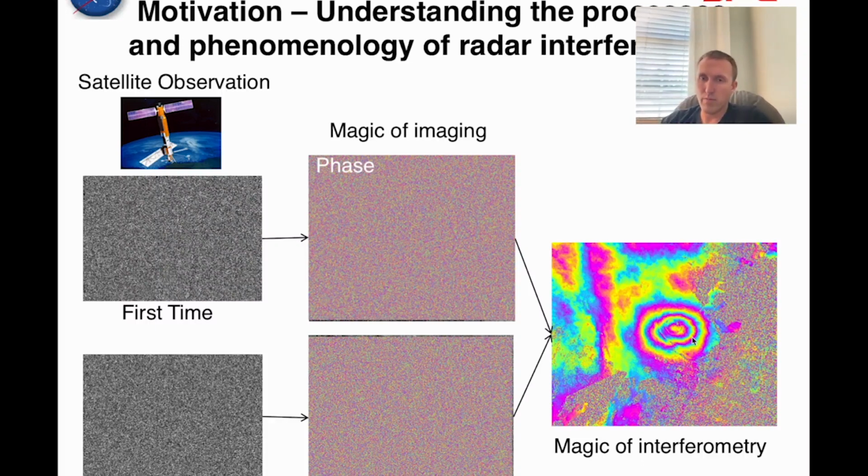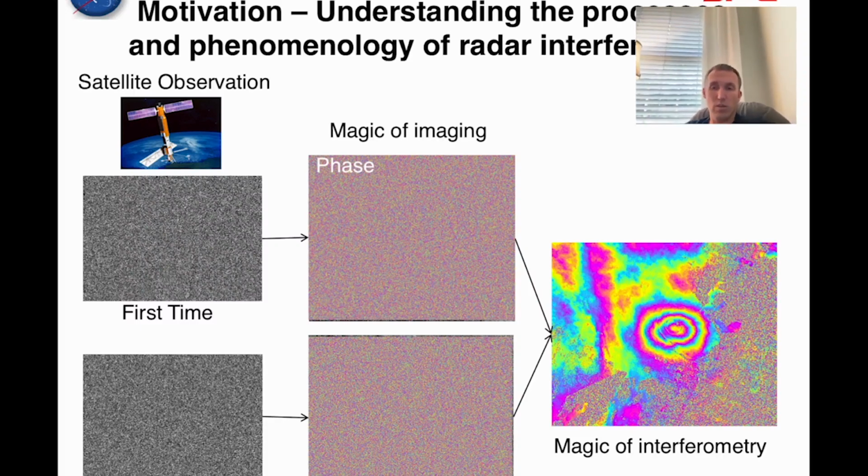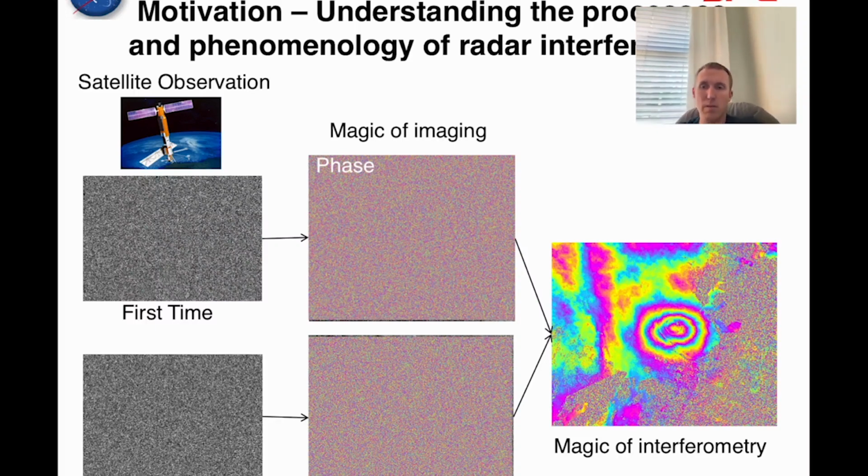So here we see yellow in the middle of this bullseye pattern. Yellow, yellow, yellow, yellow. So that's 1, 2, 3, 4 color cycles. So what we would have to do to get the total deformation is to say, okay, we have 4 color cycles, and our wavelength, I don't remember what the wavelength is for this sensor. Let's say it's 5 centimeters. We have 4 color cycles. That's 20 centimeters of deformation in the center of this bullseye. And it reduces as you go out.